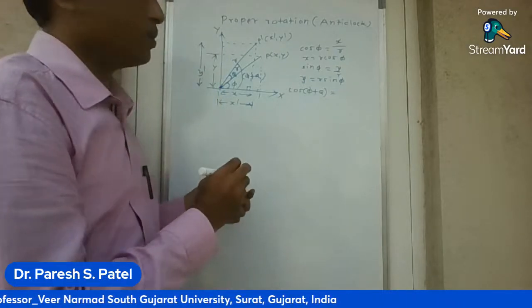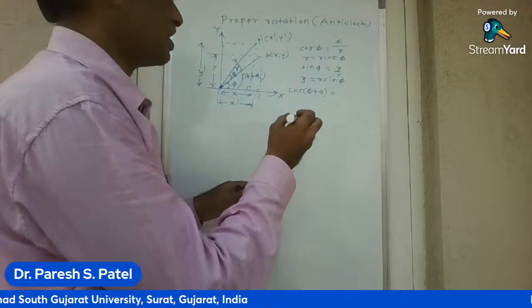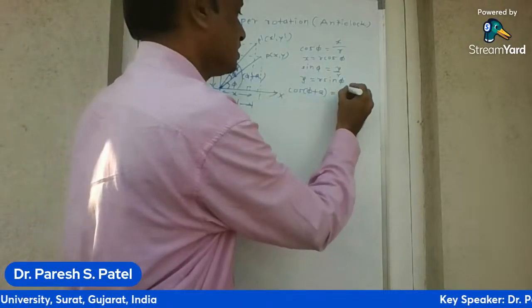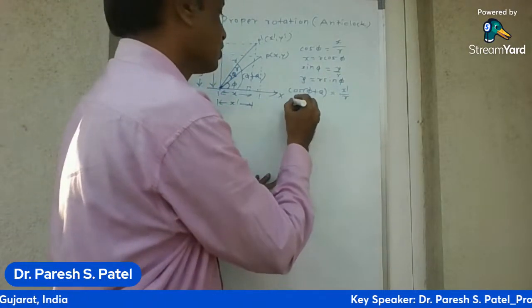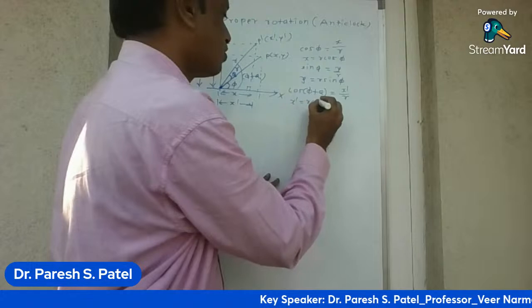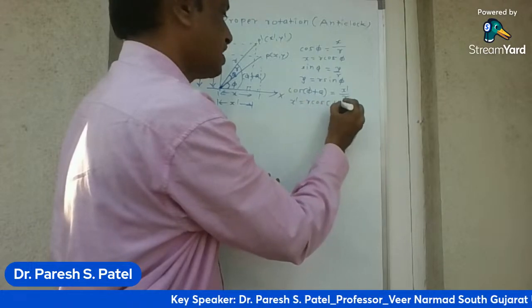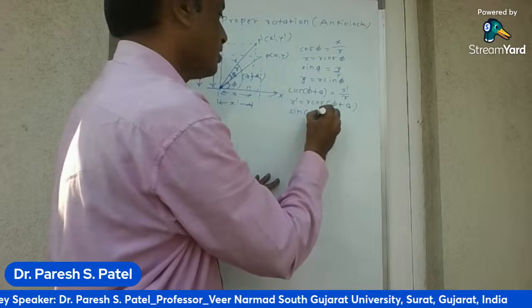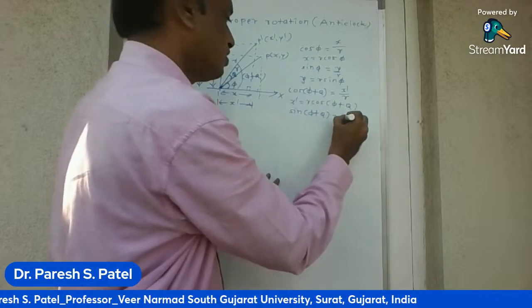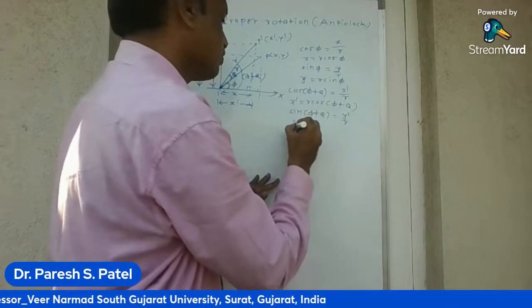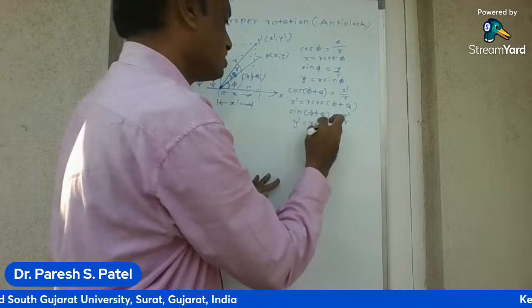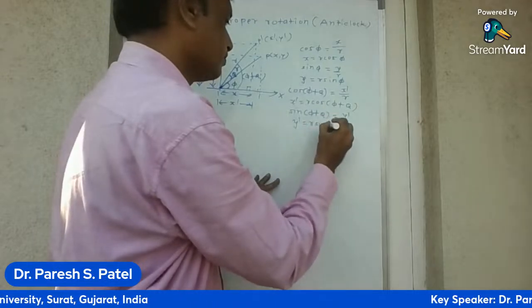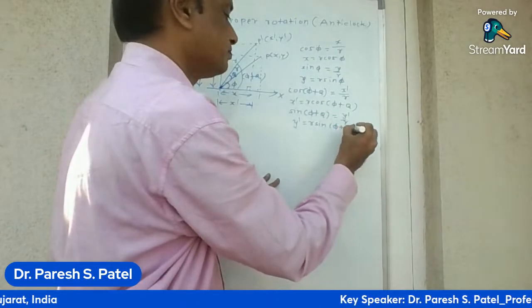So cos of phi plus theta is equal to the base, and the base is nothing but x dash by r. So x dash is equal to r cos of phi plus theta. Similarly, sin of phi plus theta is equal to y dash by r. So y dash is equal to r sin of phi plus theta.